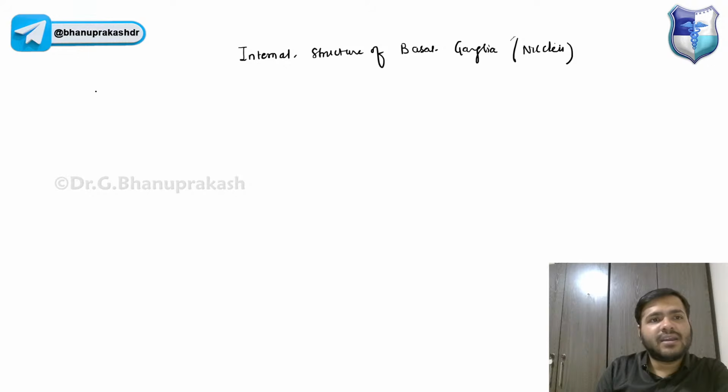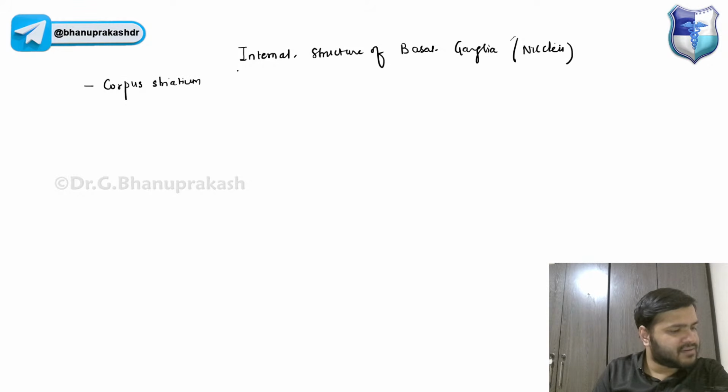So the basal ganglia, you already know, we have the corpus striatum, and the corpus striatum has two parts.